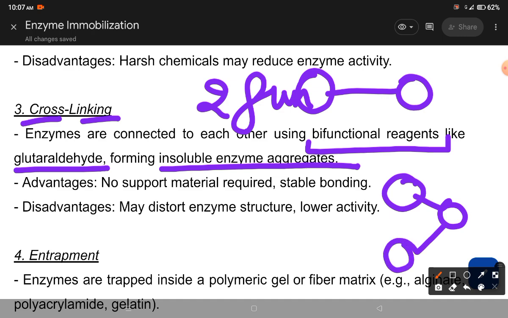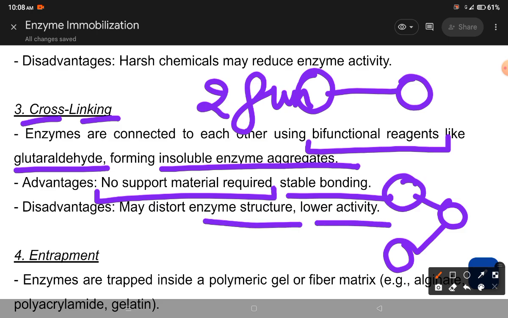For example, imagine people standing in a line, holding hands, and then locking their arms together. They form a human chain, right? That cannot be easily broken. The advantage here is that we don't use any support material, and they have a very stable bonding. Sometimes we may have disadvantages, like when holding hands the chain structure is affected. In the same way, here they may distort the enzyme structure and lower the activity of the enzyme.